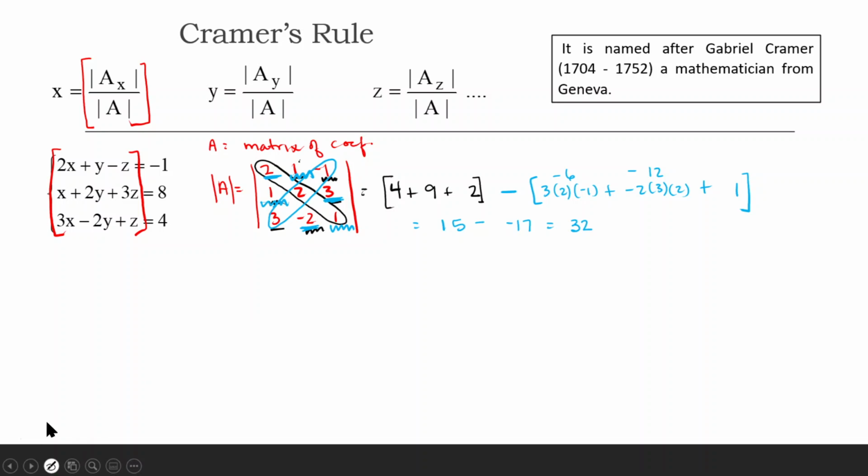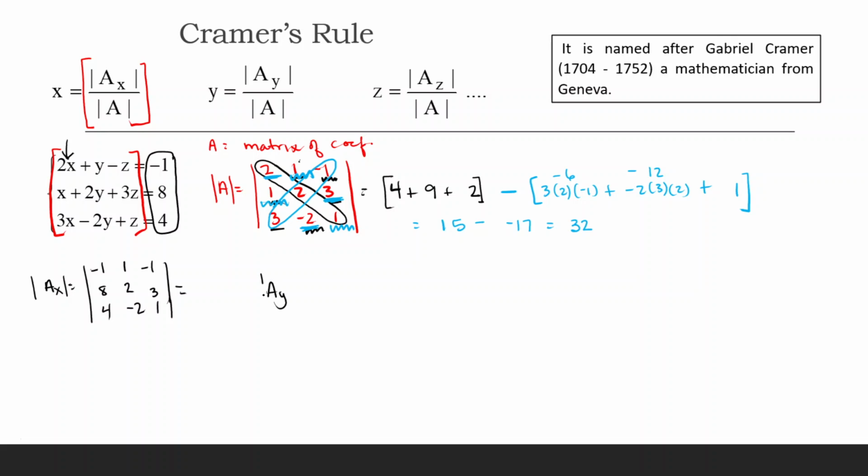Okay, now we have to find each of these other determinants, one for each variable. So A sub x is going to take the answers, the values on the other side of the equal sign, and replace the x column. So instead of 2, 1, 3, I'm going to put negative 1, 8, and 4. And then I just rewrite the y column, and I rewrite the z column. Okay? And I find the determinant of that.